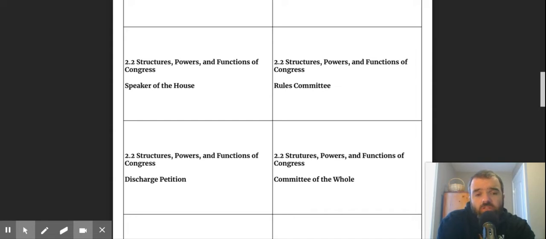Continuing with Congress, there are some procedural characteristics of the House and the Senate that we need to talk about. There are important differences between the two, and there are certain ways in which they operate which make them unique and separate them from one another.